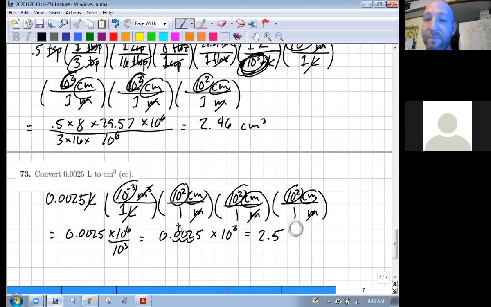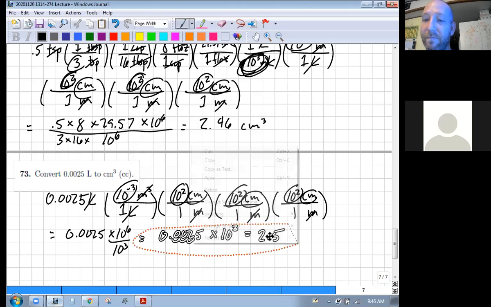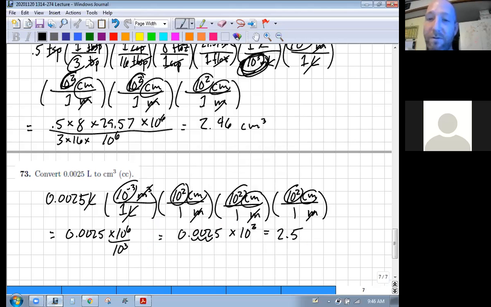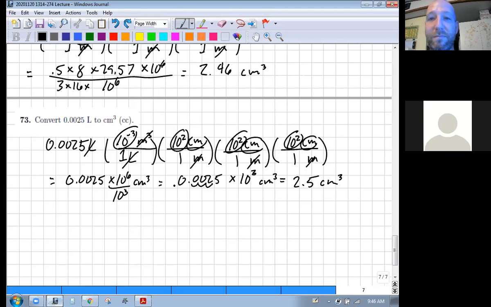Look, and I'm forgetting to write my units. Can't be doing that. We have to write our units. We have centimeters cubed, centimeters cubed, centimeters cubed. If I don't write the units, these equalities aren't actually true. You can't have something that's centimeters cubed equal to something with no units. Something with 3 dimensions can't be equal to something with no dimensions. So 2.5 centimeters cubed.